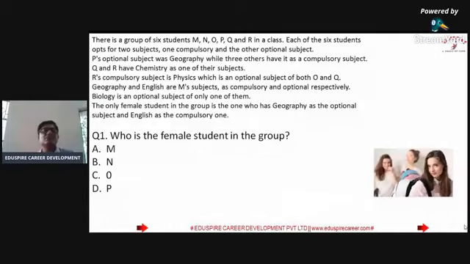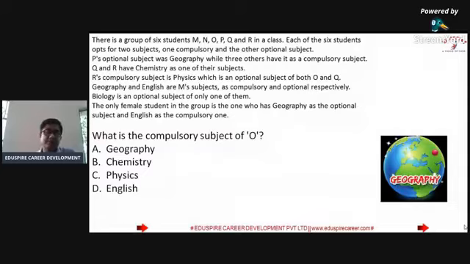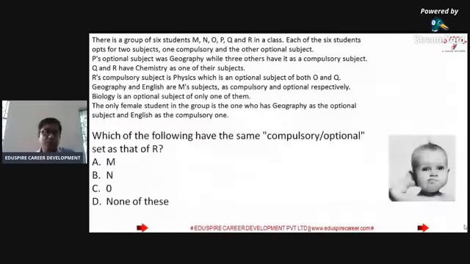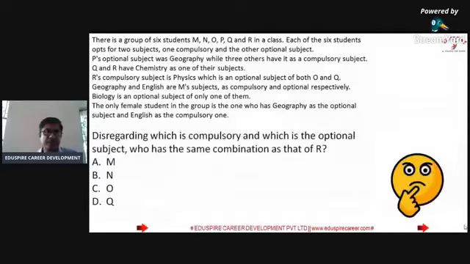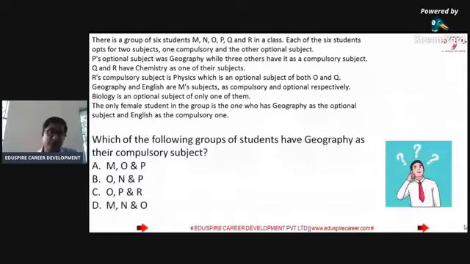Who is the female student in the group? We need to identify. Then question number 2, what is the compulsory subject of O? That we need to identify. Which of the following have the same compulsory and optional set as that of R? That we need to identify. Disregarding which is compulsory and which is optional subject, who has the same combination as that of R? That also we need to identify. Which of the following group of students have geography as their compulsory subject? That we need to identify.